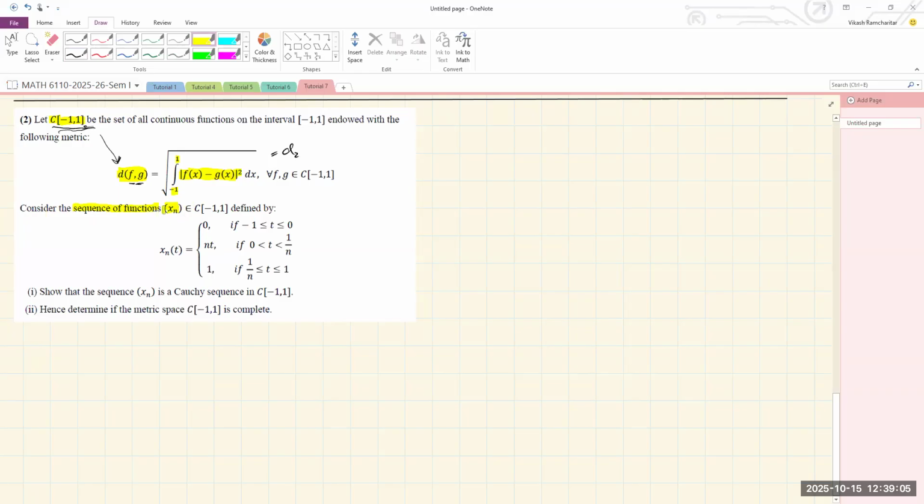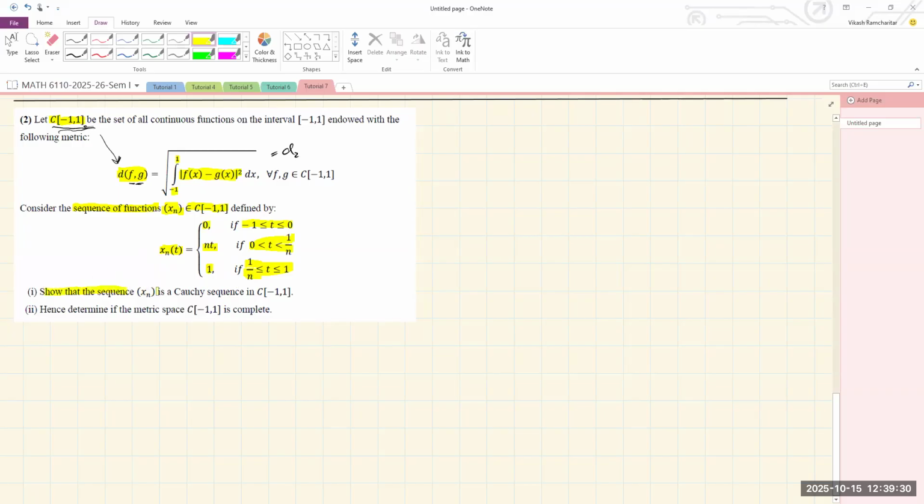So consider this sequence of functions, xn in this space, defined piecewise. Between -1 and 0, it's defined to be 0. From 0 to 1 over n, it's defined to be nt. And from 1 over n to 1, it's defined to be 1.